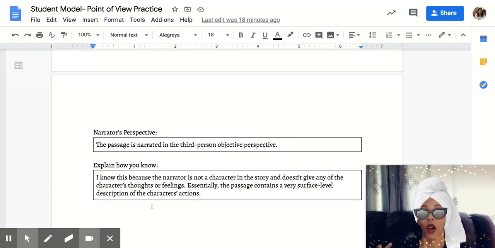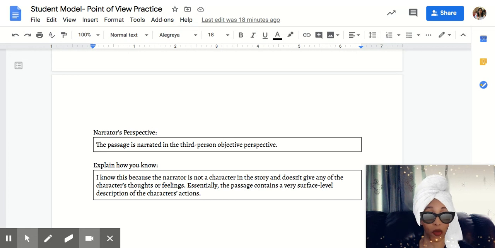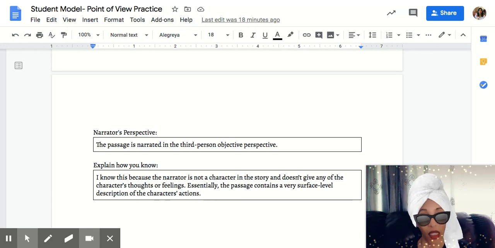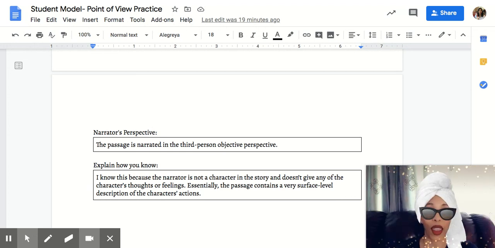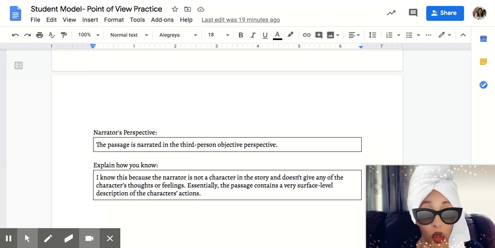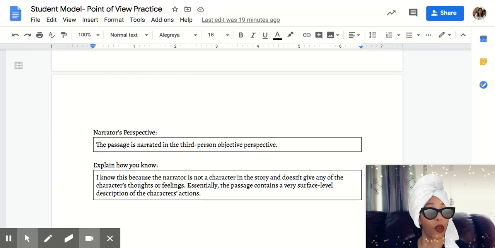I know this because the narrator is not a character in the story and doesn't give any of the character's thoughts or feelings. Essentially, the passage contains a very surface level description of the character's actions. That's all we get when the author determines which point of view he wants to tell the story from. If he only wants to tell surface level description of the character's actions, that's the author's choice.